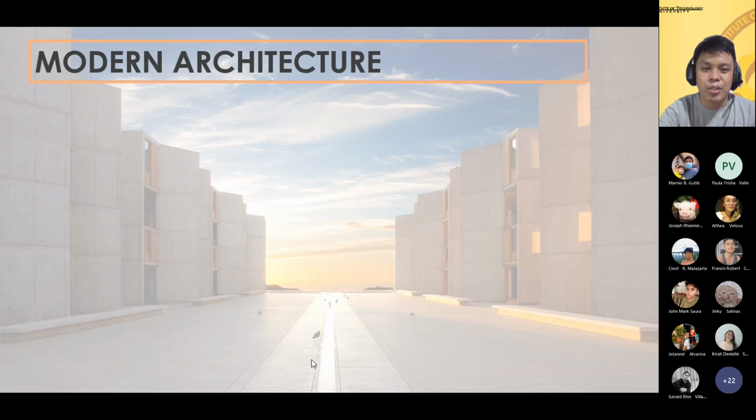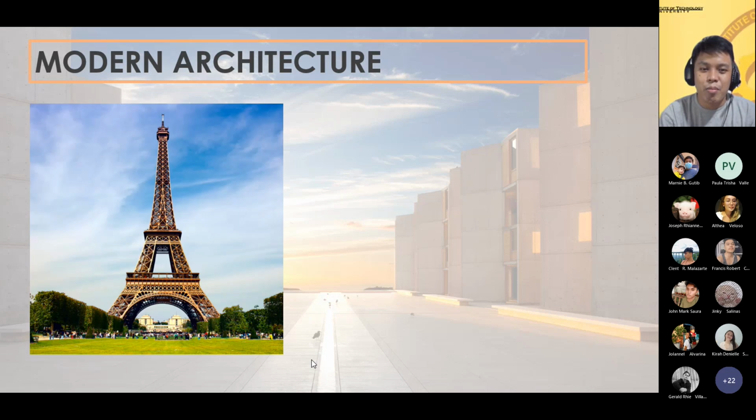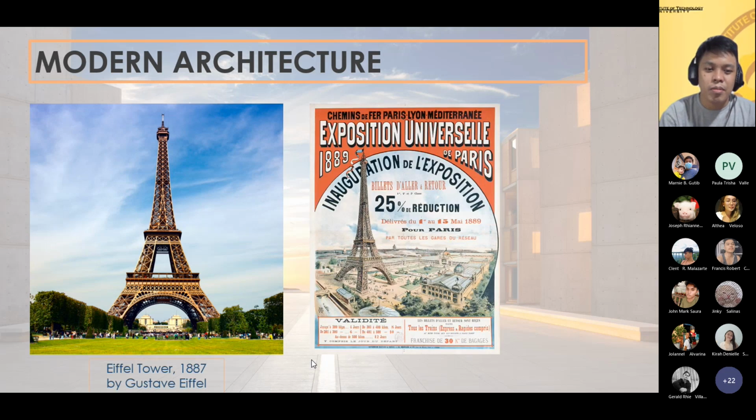So another example, going back to the invention of steel, I think you're very familiar with this building, di ba? All of us here are very familiar with that building, which is the Eiffel Tower in 1887 by Gustave Eiffel. So this Eiffel Tower is actually an exhibition or exposition.